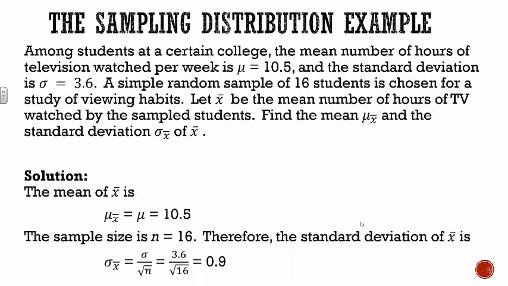All right. So the mean of X bar is just the mean of your population. So your mu X bar is just your mu of your population, which they gave us in the problem, 10.5. Your standard deviation of X bar, or your sample means, is simply the standard deviation of your population, which was 3.6, over the square root of n. Your n is your sample size, which is 16. So I'll do 3.6 over the square root of 16, which is 0.9.